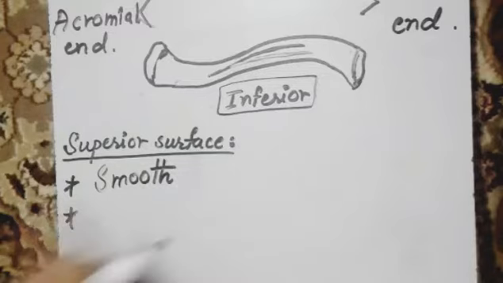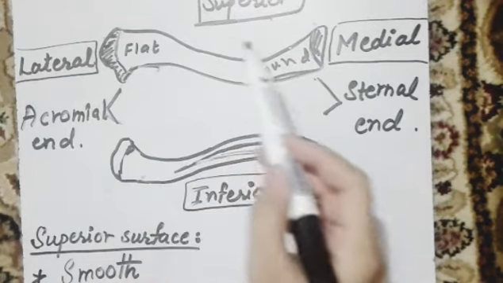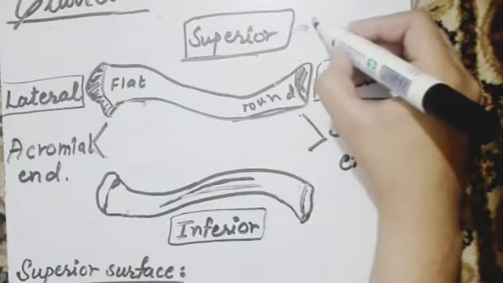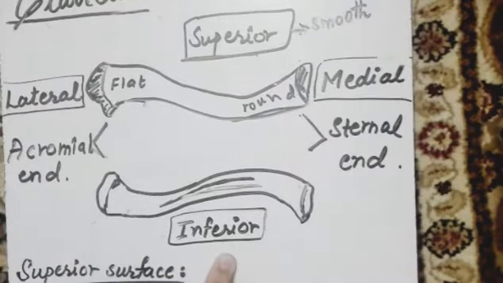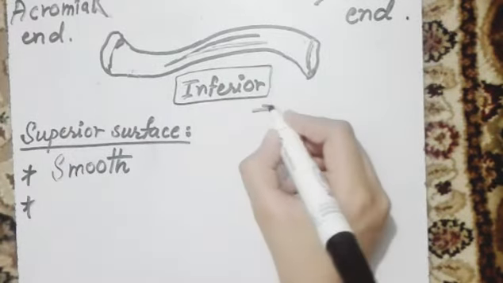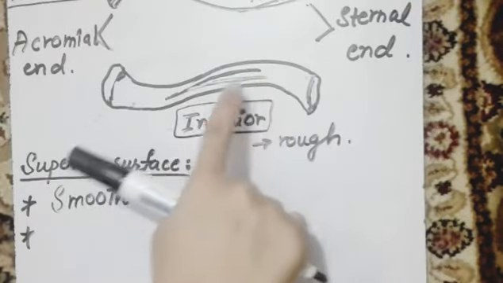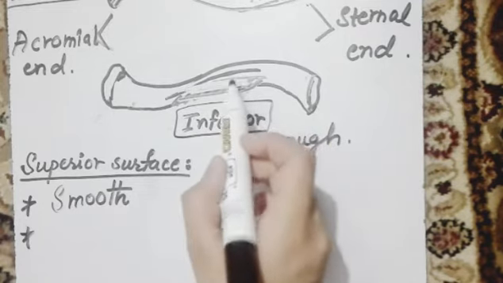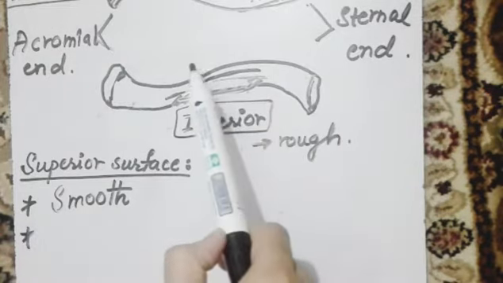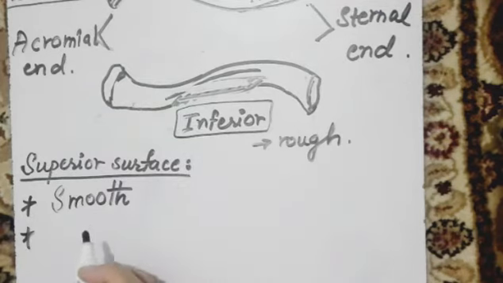Now we'll discuss the superior surface. It is smooth and it doesn't have a rough appearance. It is smooth: S for superior and S for smooth. Then the inferior surface is rough. It has some lines and markings. There's a groove, and these are the rough lines which distinguish the superior side from the inferior. Now we've seen this, it is smooth.